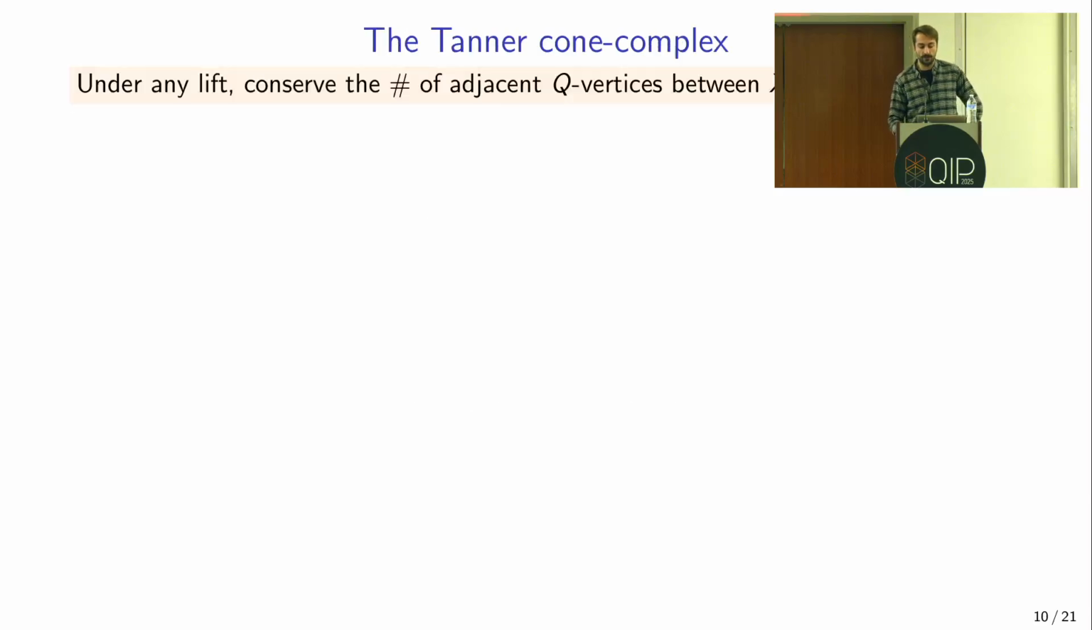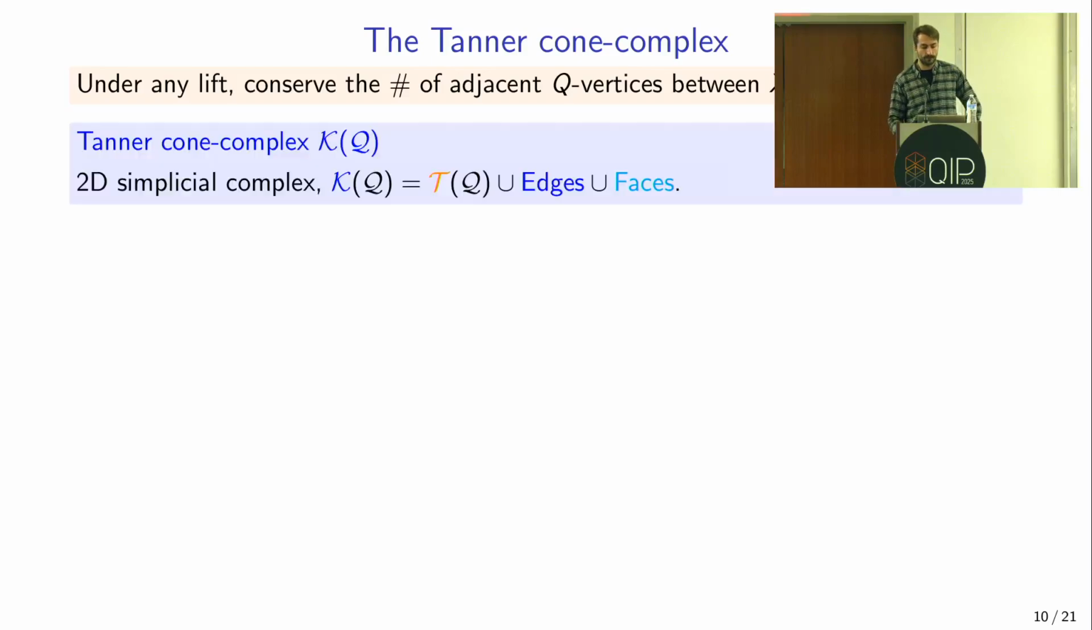And so to solve this problem, we will consider another object called the Tanner-Cohn complex. The role of this complex is to enforce that the number of adjacent Q vertices between any X and Z vertices is conserved under the lift, under any lift, in fact. And this Tanner-Cohn complex is a 2D simplicial complex that you build from the Tanner graph.